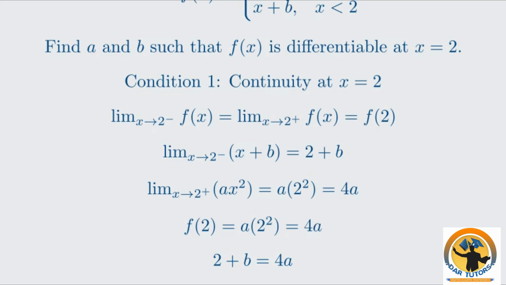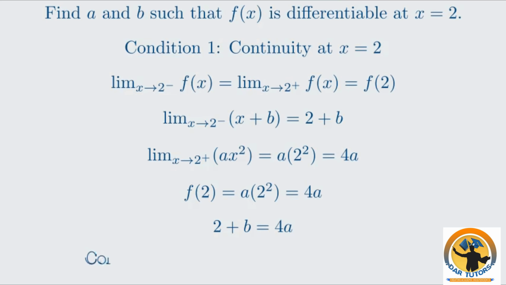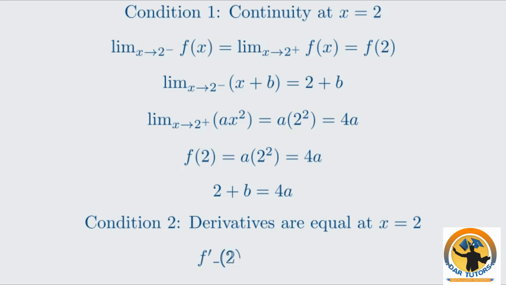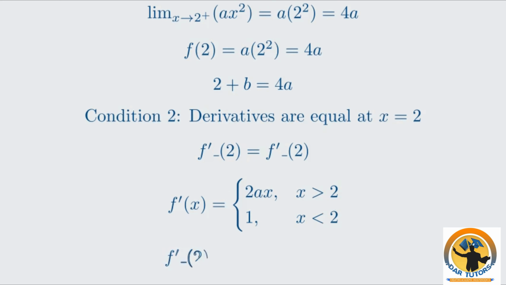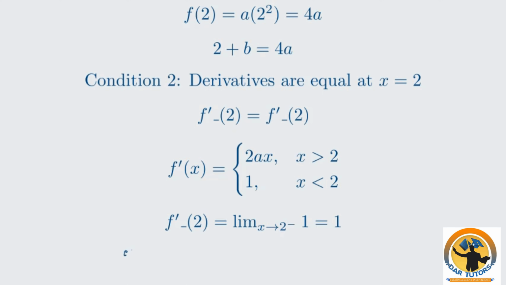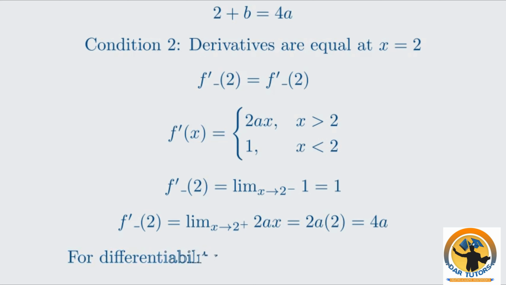Now for the second condition. The derivatives must be equal. We need the left-hand derivative to equal the right-hand derivative at x equals 2. Let's find the general derivative for each piece. The derivative of ax squared is 2ax. The derivative of x plus b is 1. Now we find the one-sided derivatives at x equals 2. The left-hand derivative is the limit of 1, which is 1. The right-hand derivative is the limit of 2ax, which is 4a. For differentiability, these must be equal, so 1 must equal 4a.